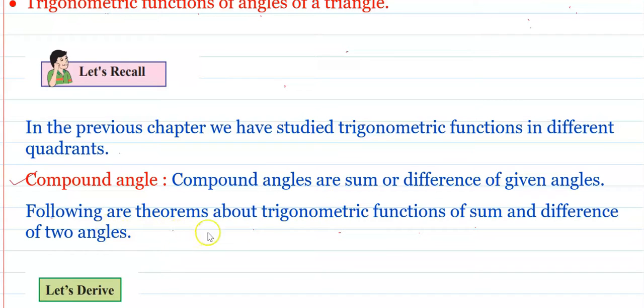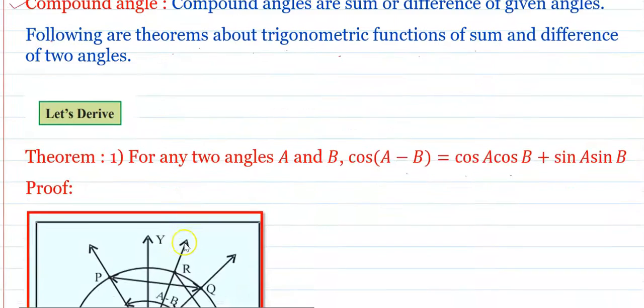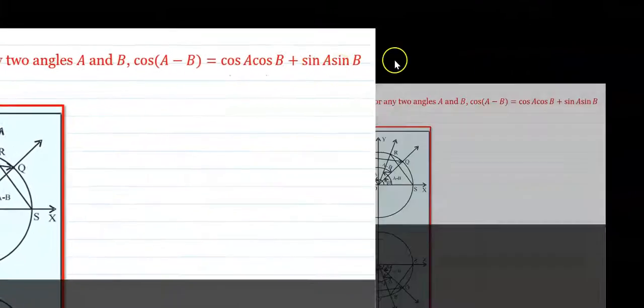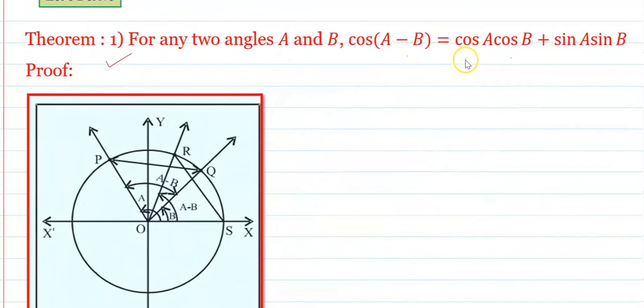Following are the theorems about the trigonometric functions of sum and the difference of two angles. आणि हा थेरम हा सगळ्यात इम्पॉर्टंट आहे. या थेरम वरूनच सगळी फॉर्म्युलीज पुढे तयार झालेली आहेत. परीक्षेला तो विचारला जाईलच असं काही नाही, but may be asked in the examination. For any two angles A and B, cos of A minus B is equal to cos A into cos B plus sin A into sin B.